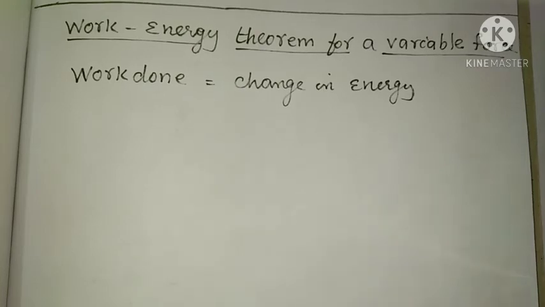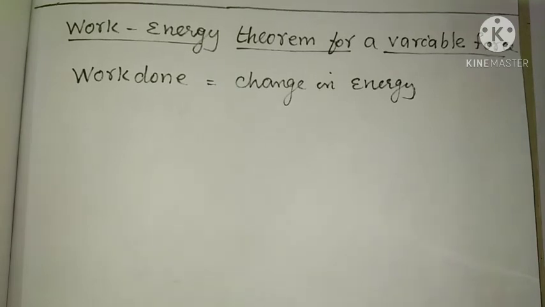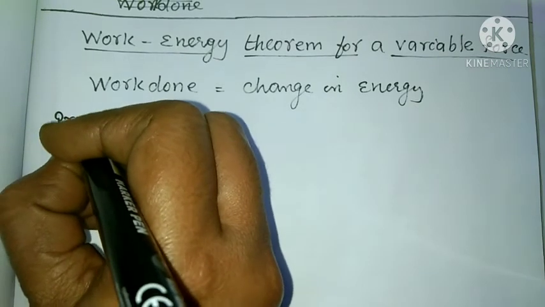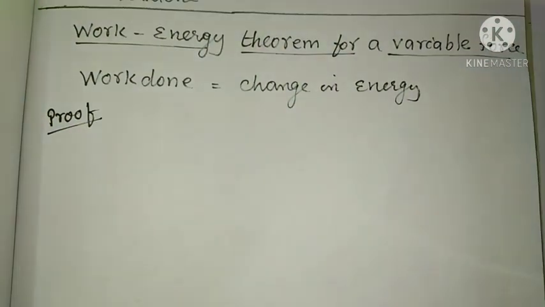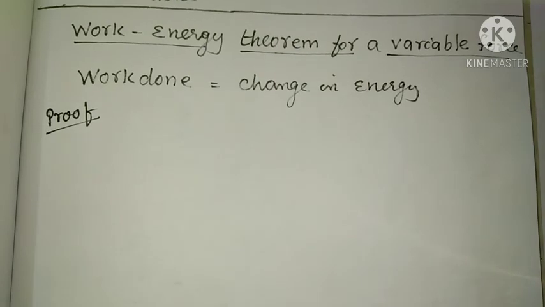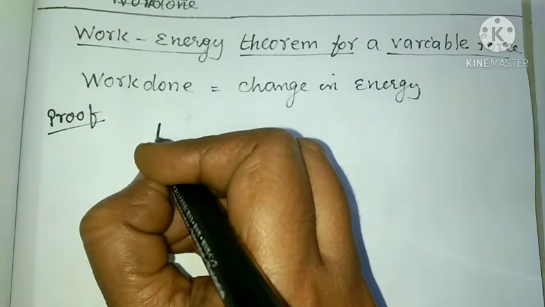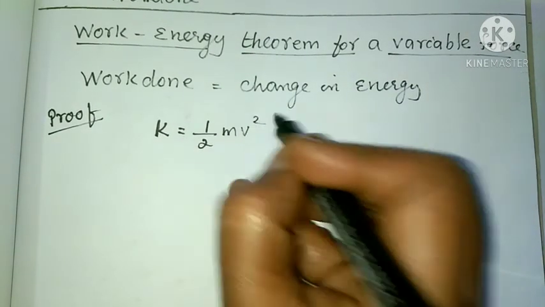Same as the work energy theorem for a constant force, here also the statement is work done equal to change in energy. So we want to prove this. For a variable force, you want to prove that work done equals change in energy. When you apply a variable force, the body moves. So the energy possessed by the body is kinetic energy. So we can write kinetic energy K equal to half mv square.